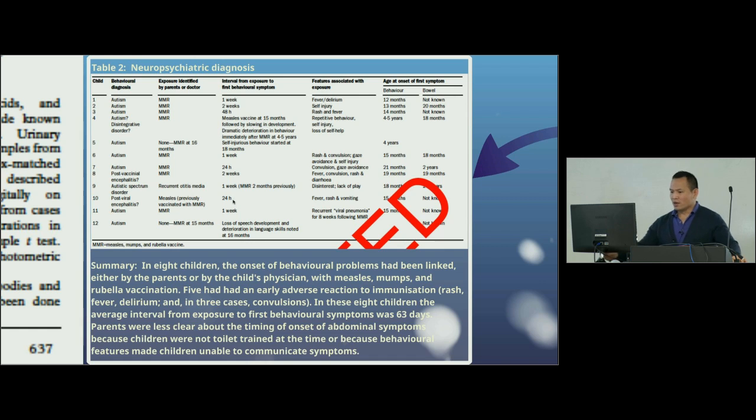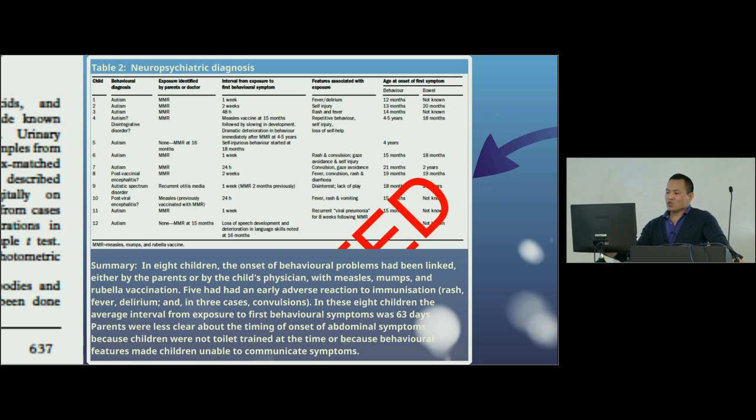Now, a summary here: in 8 children, the onset of behavioral problems was linked, by observation of the parents or the child's physician, to the measles, mumps, and rubella vaccination, okay? And 5 had an early adverse reaction to immunization. Like I said, they had some of the features associated with exposure, like fever, delirium, convulsions.